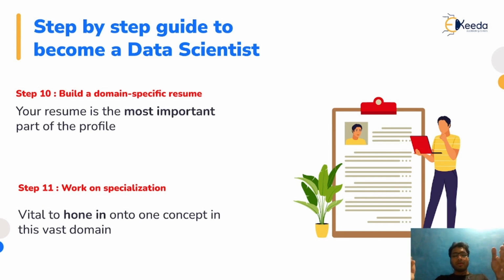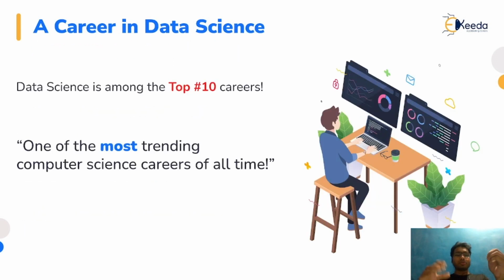Going forward, whenever you go for a role in any organization, they will prefer you over others because you are specialized in those things. So those were the top 11 steps you should follow to become a data scientist. Those are very important steps, and step by step you have to grasp all these things. You should be proficient in those steps.